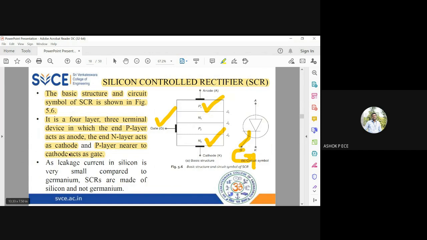SCRs are made up of only silicon. They are not made up of germanium because the leakage current in silicon is very, very less. When you reverse bias devices made up of silicon, the reverse bias leakage current flowing through the device is very, very small in magnitude compared to germanium. So that is the reason why we don't have a device called GCR, germanium controlled rectifier. We have only SCR in the market because silicon has the unique property that the leakage current is very, very small compared to germanium.